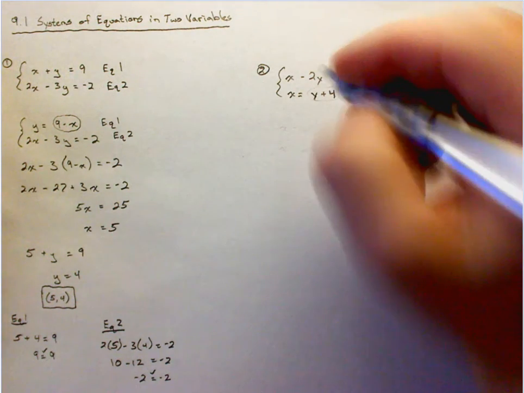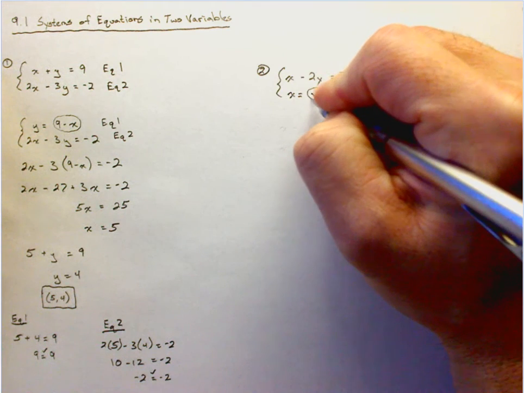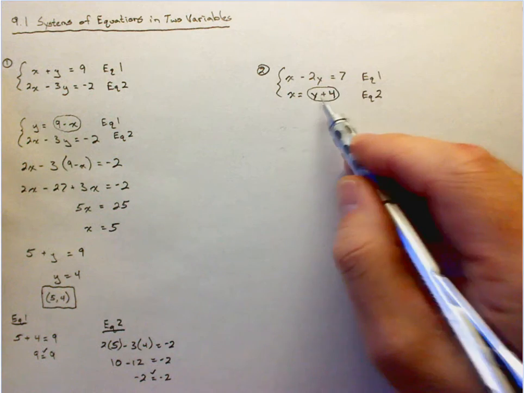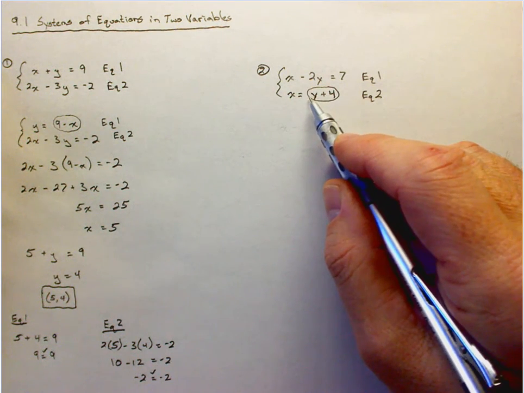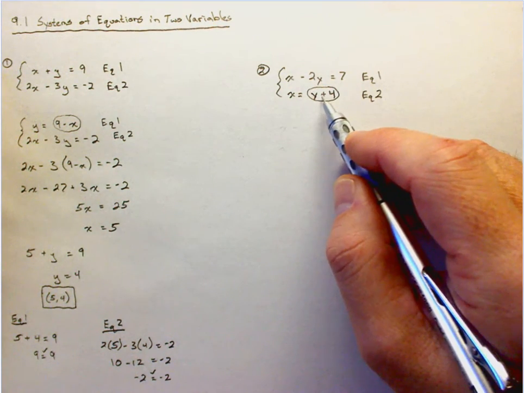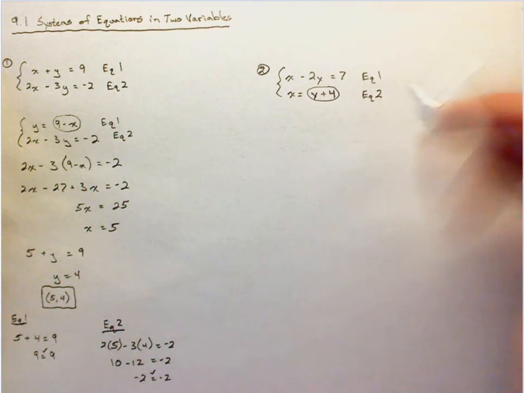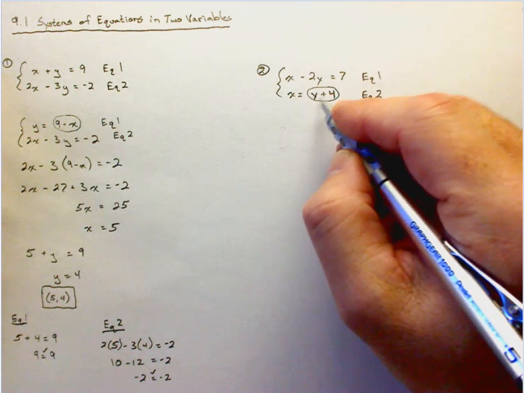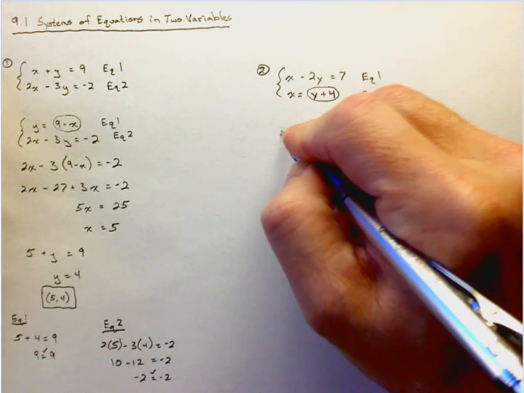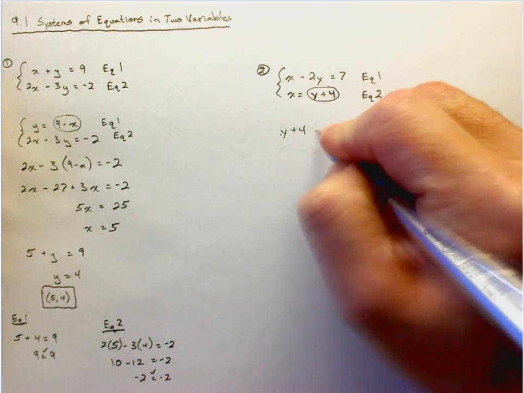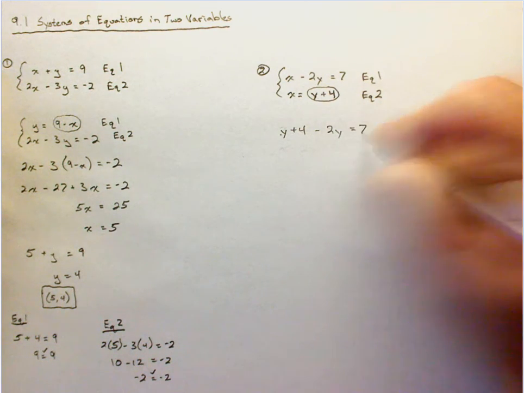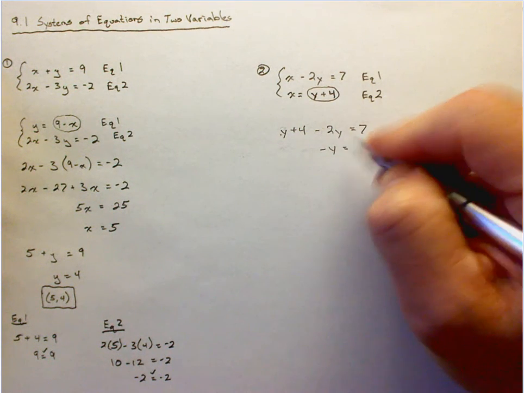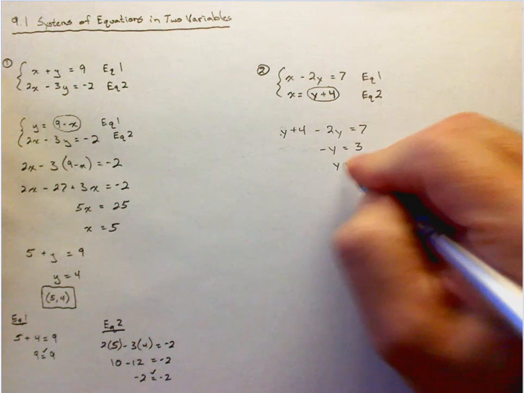Alright, so for example 2, I know what x equals in equation 2. So I'm going to take that value of x and plug it in for x, and solve for y. I know that x equals y plus 4, so I plug it in there. So I have y plus 4 minus 2y equals 7. Combine like terms and solve. I have a negative y equals 3. Therefore y equals a negative 3.